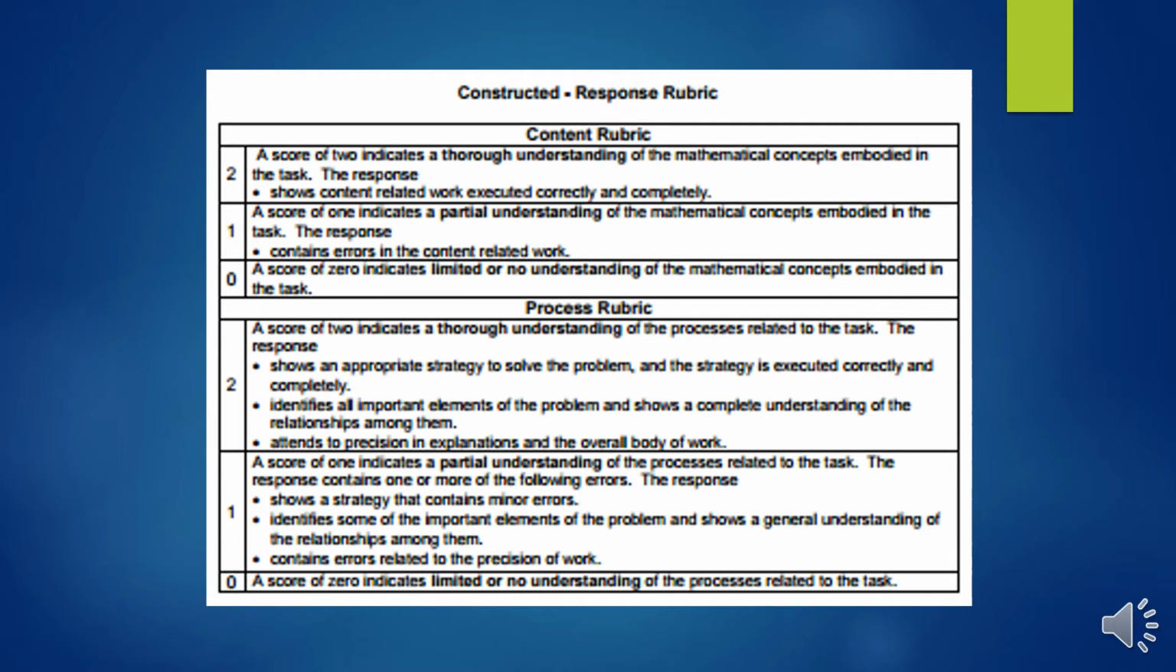So this rubric is a little bit blurry, but you can kind of see where the points are coming from. For the points for content, a score of 0 shows limited or no understanding of the mathematical concepts of the task. A score of 1 indicates a partial understanding of the mathematical concepts in the task, but the response contains errors in the content-related work. So maybe you started to do the math correctly, but you made a mistake in the multiplication or in the addition. You knew what you were supposed to do, but you didn't calculate it correctly.